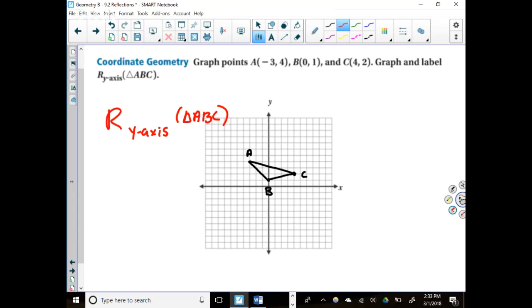All right, so what I'm going to do is put a dotted line for where our line of reflection is with the y-axis. The y-axis already is labeled for us. This is our line of reflection.